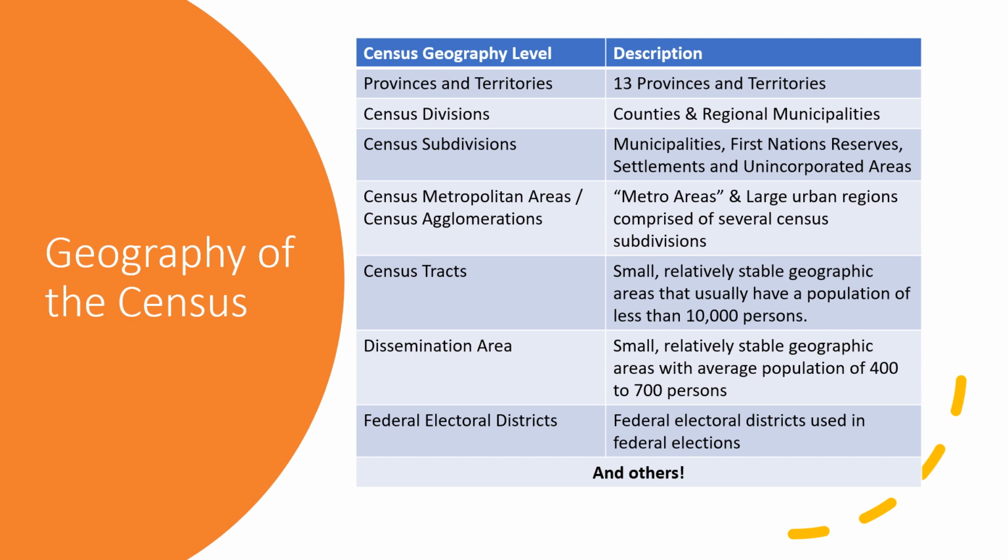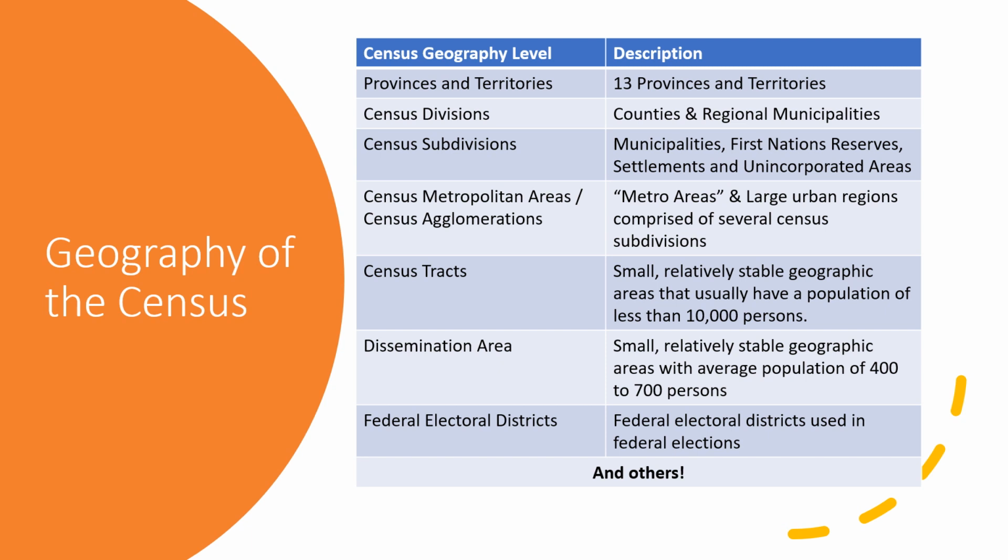And if you combine all of those urban areas together, you get the census metropolitan areas, which are roughly equivalent to what we generally think of as metropolitan areas. For example, combining the city of Toronto with Peel and York gives us the census metropolitan area of Toronto. You can also get something called census tracts, and that's what we're going to be working with today. Census tracts are quite small, and they are relatively stable areas. They don't change much over time, and they usually have a population of less than 10,000 people.